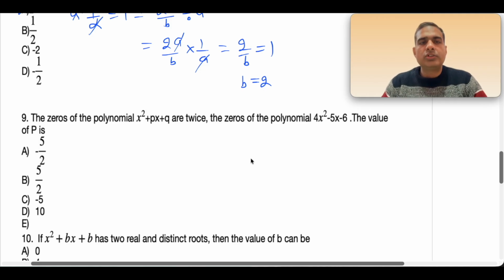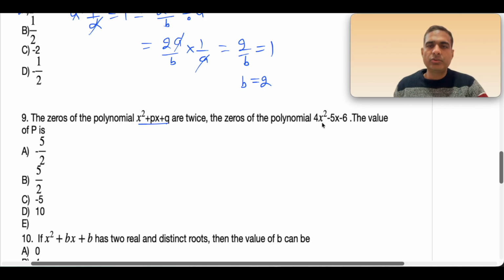Now this is also an interesting question. So 8th, 9th and 10th are very interesting questions. 9th one, the zeros of the polynomial. There are two polynomials given, x square plus px plus q and 4x square minus 5x minus 6. It is given the zeros of the polynomial x square plus px plus q are twice the zeros of the polynomial 4x square minus 5x minus 6. It means the zeros of this equation are twice the zeros of this equation, then the value of p is. We have to find out the value of p.